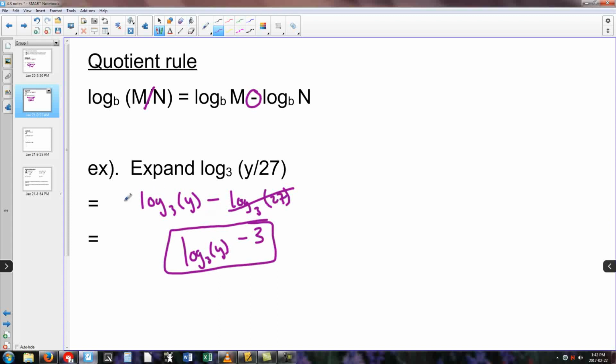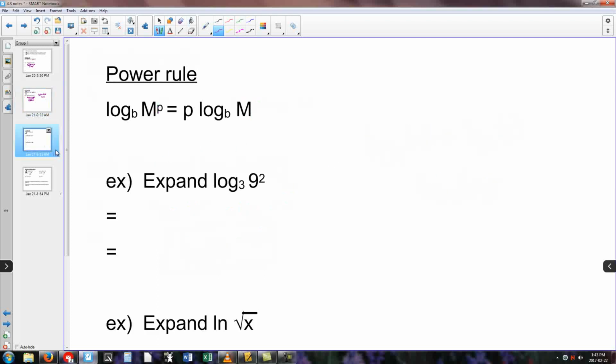So product, if you've got multiplication, it becomes addition. If you've got division, it becomes subtraction. And what's really cool is this actually goes in reverse. Let's say that I had log base 3 of x plus log base 3 of y. Then this is log base 3 of xy. Because addition meant that they could be multiplied, multiplication means that they could be addition. So there's that back and forth here.